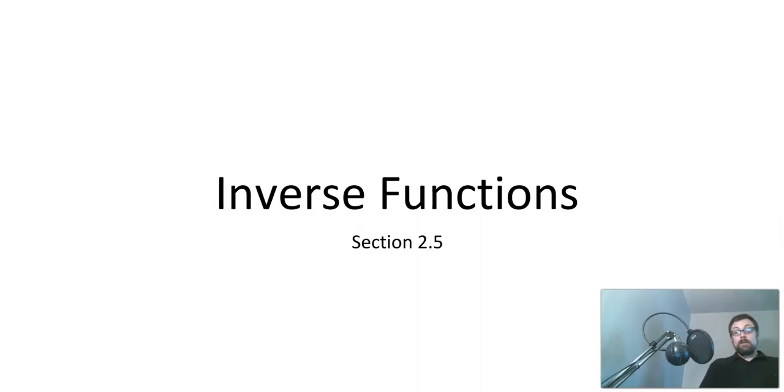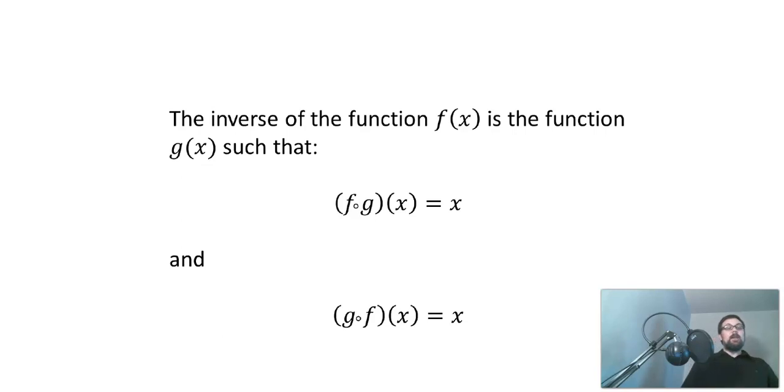All right, so let's talk about inverse functions. The inverse of the function f of x is the function g of x such that f composed with g of x equals x and g composed with f of x equals x. So we just talked about composition in the previous section 2.4, and we're using that concept immediately here in 2.5 to define this concept of an inverse function.